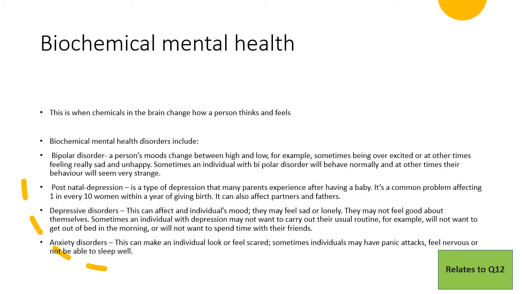Okay, so we're going to look at biochemical mental health now, and this relates to question number 12. And also you'll see on this slide some of the discussions we'd had on the previous ones that you would need to include in question 12. So biochemical mental health is when chemicals in the brain change how a person thinks and feels. So biochemical mental health disorders include bipolar disorder, which again we talked about before, and postnatal depression, which is a type of depression that many parents experience after having a baby. It's a common problem affecting 1 in every 10 women within a year of giving birth, and it can also affect the partners and fathers too.